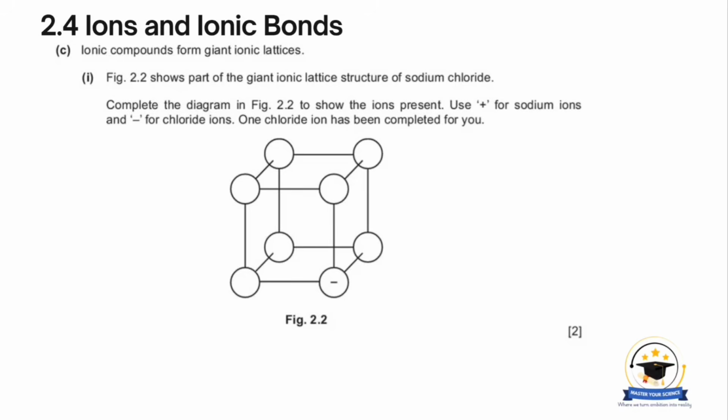So in this case, we have the negative here filled in. So this negative ion will be surrounded by positive ions. So this will be a plus, this will be a plus, this will be a plus. Then each positive ion will be surrounded by negative ions. So this will be negative, this will be negative, this will be negative, and this will be positive.